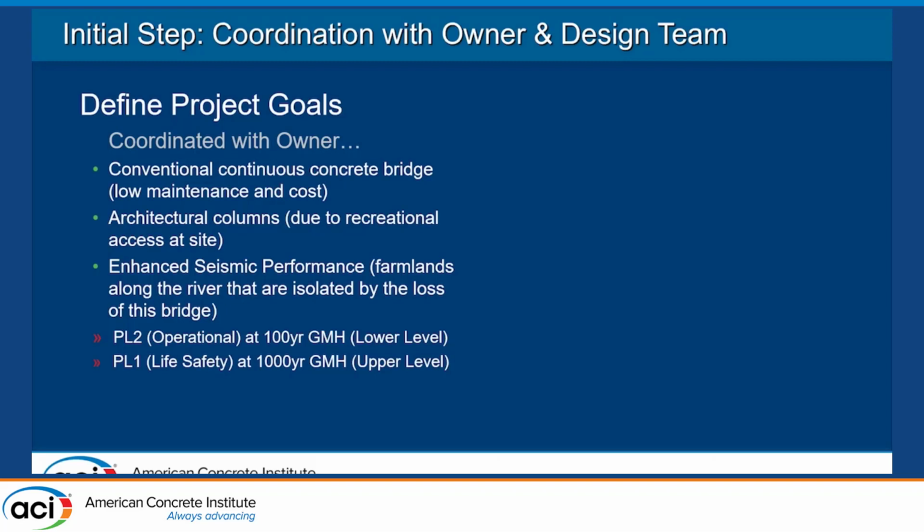From their perspective, they want a conventional concrete bridge, low maintenance, low cost. They want architectural columns because this happens to be a gateway to a whole pedestrian bike facility. People see this bridge all the time and they want it to look good. They've got a standard throughout the corridor of using these architectural columns, and they want to maintain that. All right, we can work with that.